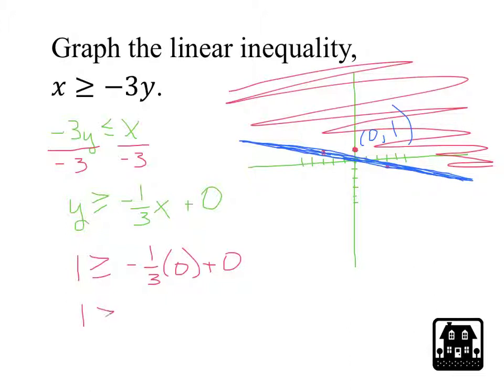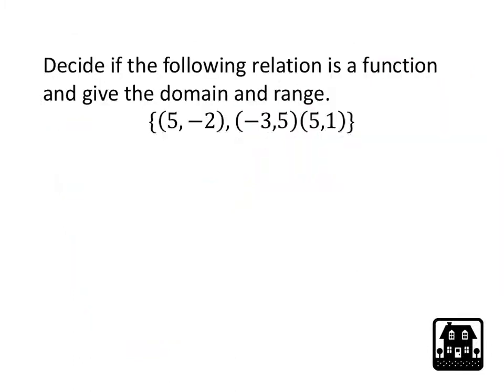So this is telling us that 1 ought to be greater than or equal to 0, and 1 is greater than 0, so that is a true statement. That means 0, 1 is in our solution area, which is shaded, so we have graphed this correctly.